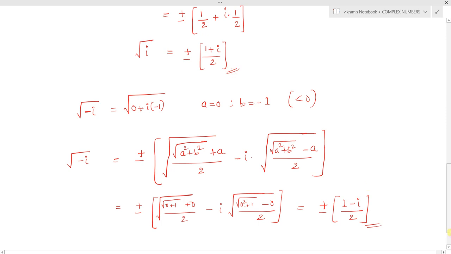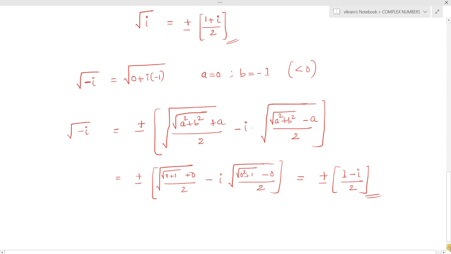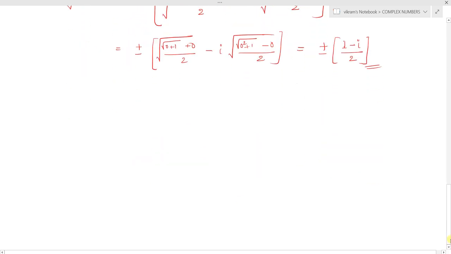Then you can try to find out the square root of a plus ib, and the square root of a minus ib. We have the formula; find out these and you will get the required result. So this is the way of finding the square root of a complex number.